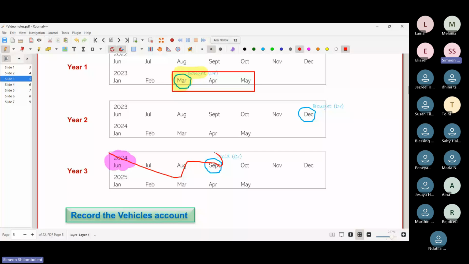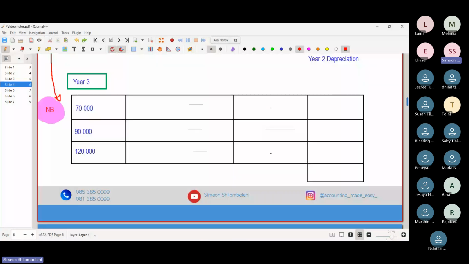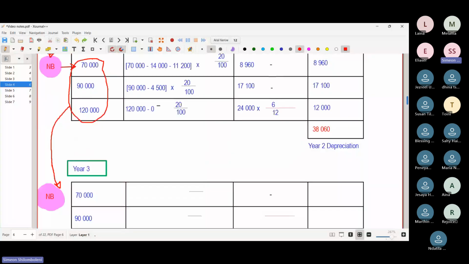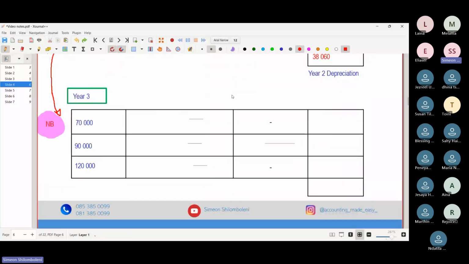So that's why when you check here, I brought down all the things that we had in year 2. They must all come down, and we must calculate depreciation for them one at a time. Okay, we start with the first one. We follow the same drill, 70,000.